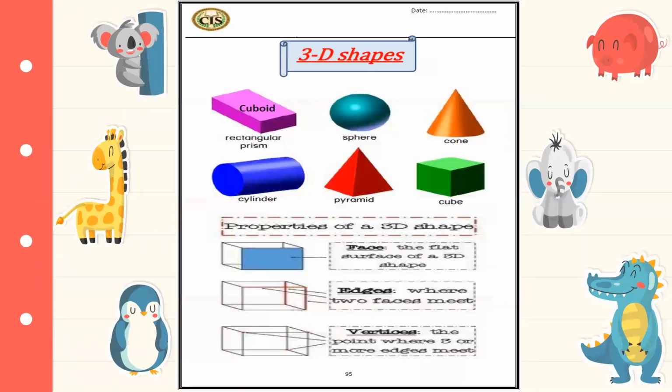So now let's review the 3D shapes. First, rectangular prism or cuboid. Second, sphere. Third, cone. Fourth, cylinder. Fifth, square-based pyramid or pyramid. Then the last one is cube. So we have 6 examples of 3D shapes.